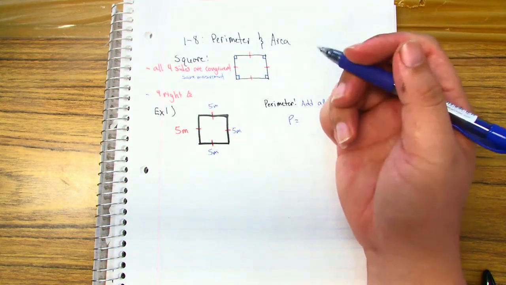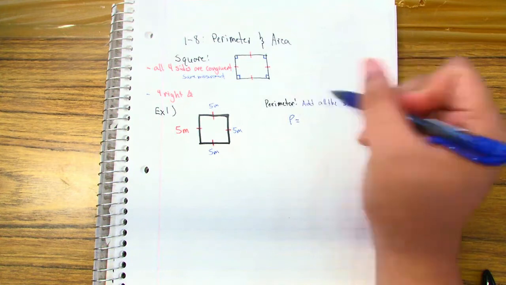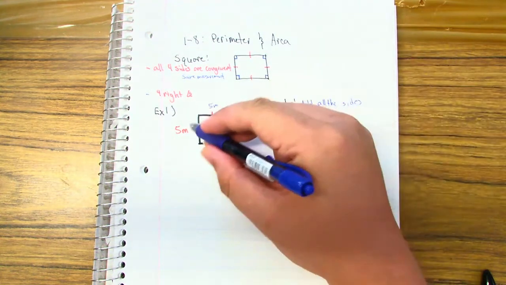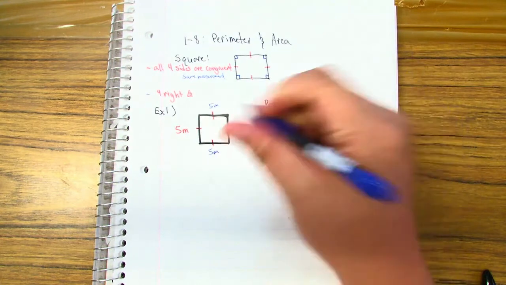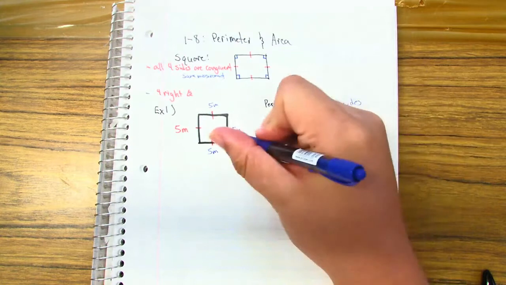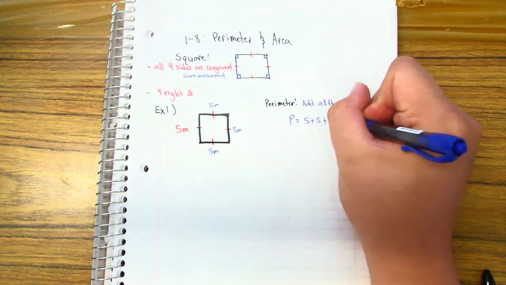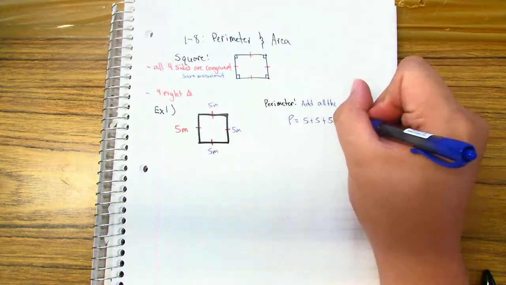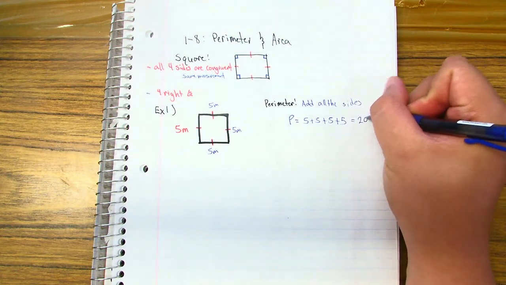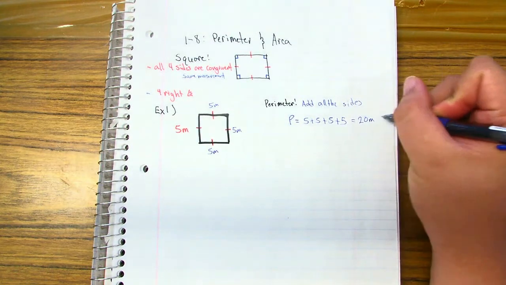Okay. Then, since I know that the perimeter just needs for me to add all the sides, I'm going to add 5 plus 5 plus 5 plus 5, and that will equal the perimeter, which will equal 20 meters.